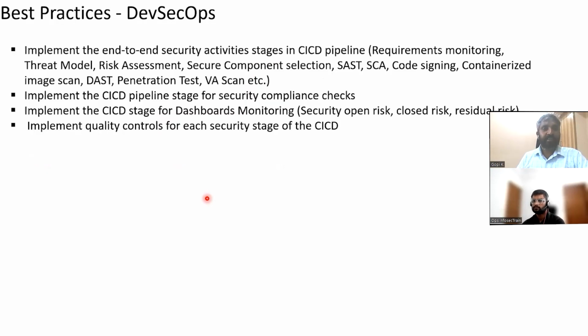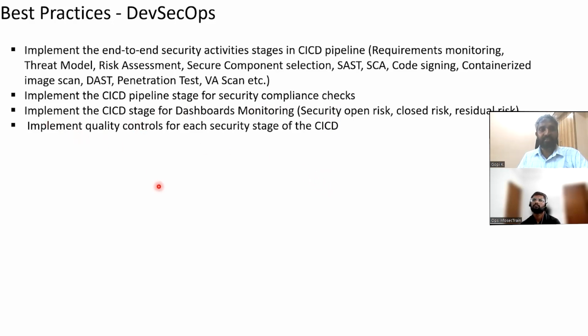Okay, best practices in DevSecOps. Here, the end-to-end security activities we need to consider and execute, maybe in an automated way or manual way. That is the practice, we can say. Again, the end-to-end activities from the requirement phase to architecture phase, coding phase, testing phase, and production operations and monitoring phase. All the activities we need to consider and execute. And implement CI/CD pipeline stages for security compliance checks also. Nowadays we have tools to verify the compliance checks. We can integrate them with the CI/CD pipeline.